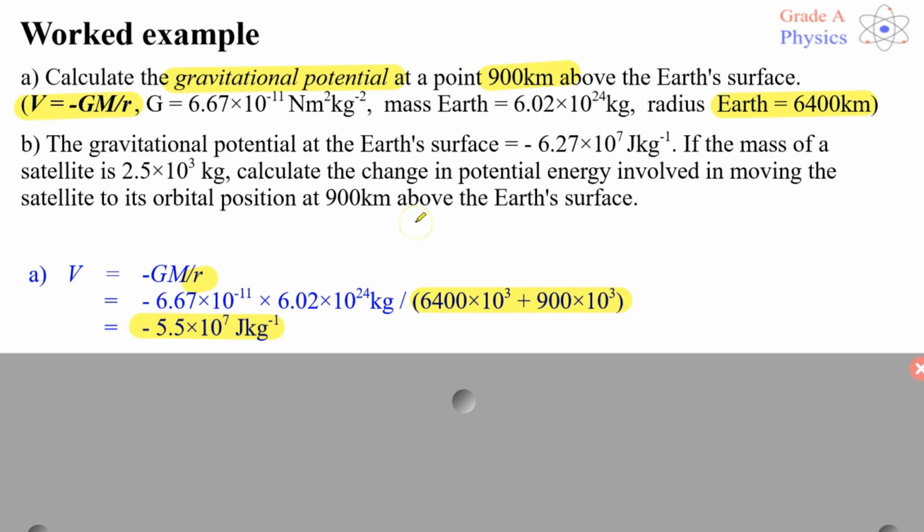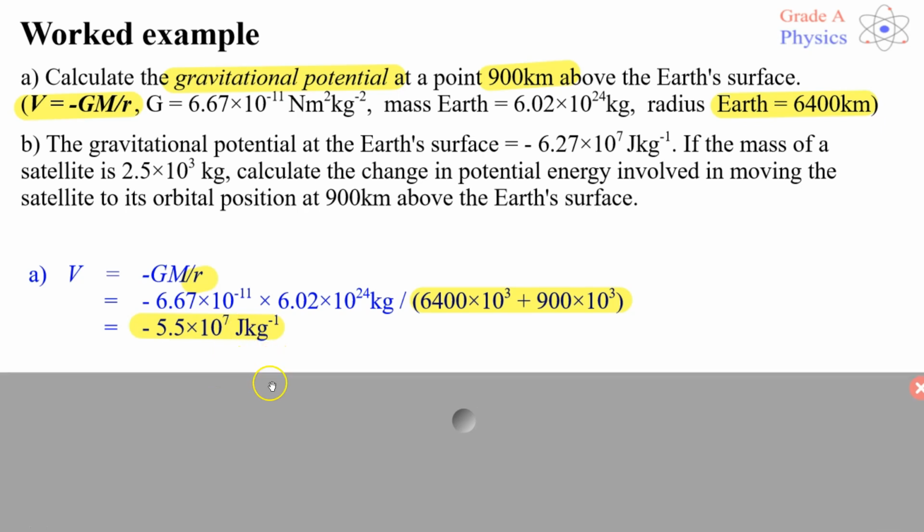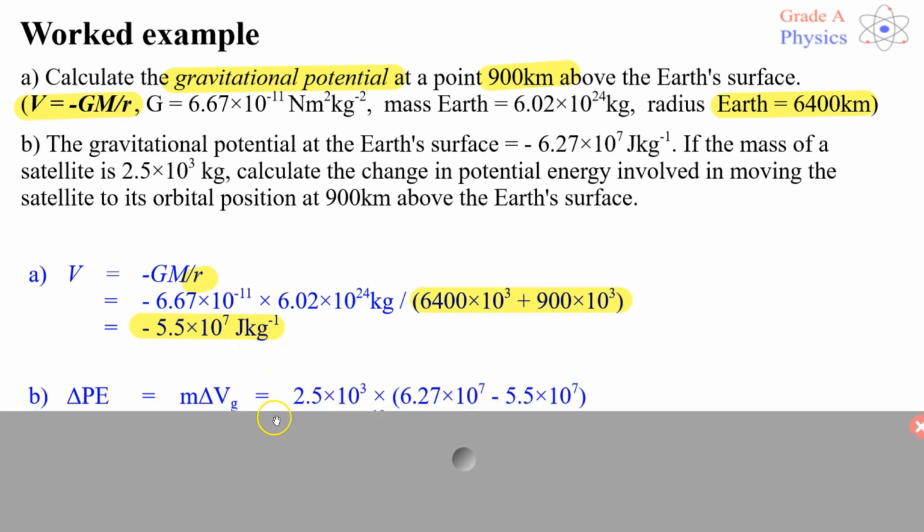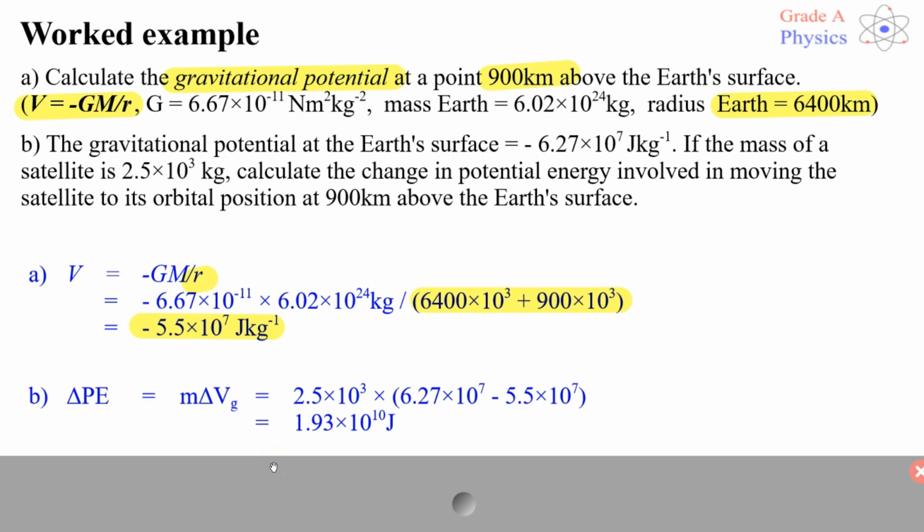So expect a large value, and the units are joules per kilogram, as we've mentioned already, the work done per unit mass, or the energy per unit mass. And you would expect to include the negative sign, because by definition, this is a negative value. That on its own, I think, doesn't really mean that much to us because we're not used to thinking about joules per kilogram. But part B hopefully puts this into context. So we're told the gravitational potential at the Earth's surface is this value here.